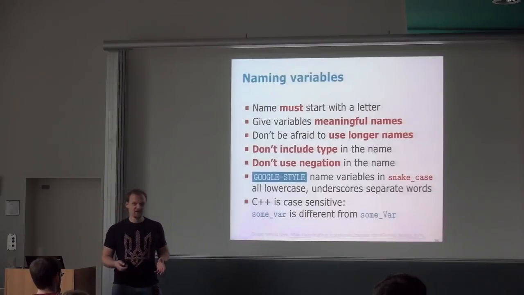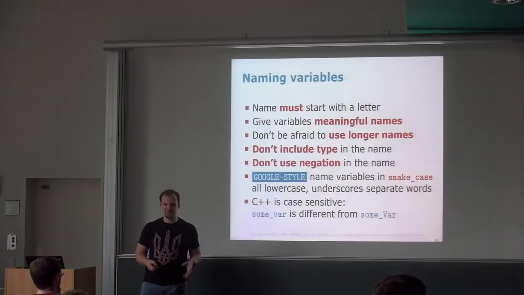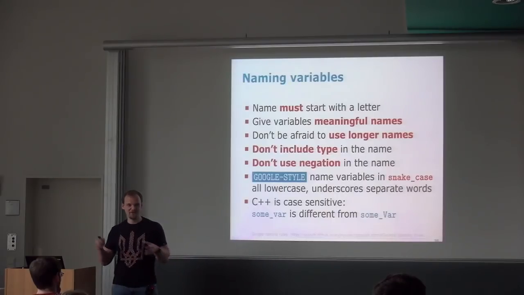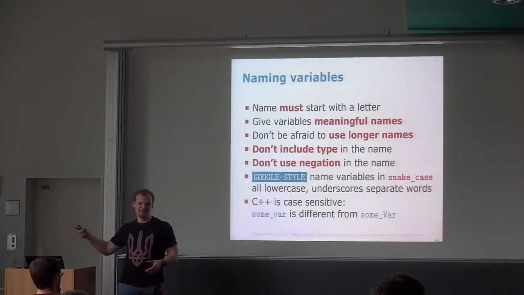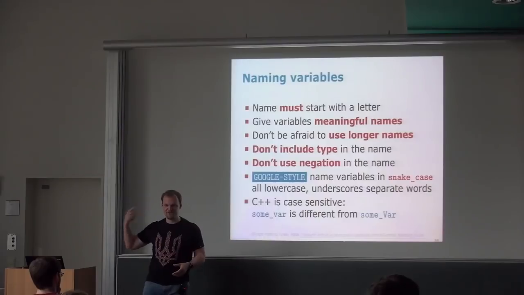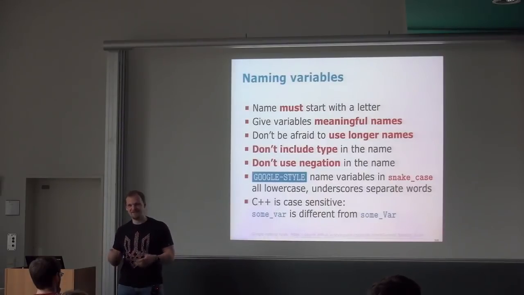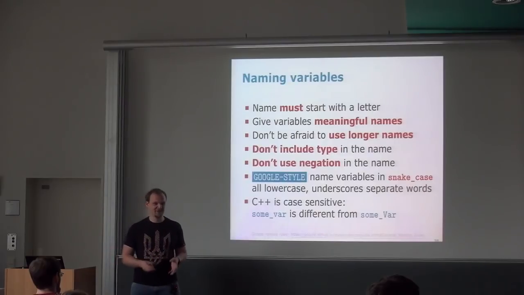Good. Don't use negation in the name. So don't name your variables "not something", or for a Boolean variable, don't use something like "don't update value", because then you will have at some point to negate this value, and then in your brain you will have to do double negation and so on. And we are humans, we're thinking slowly, it's not really scaling well.